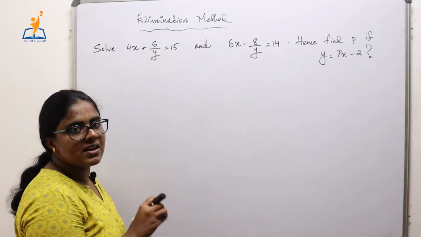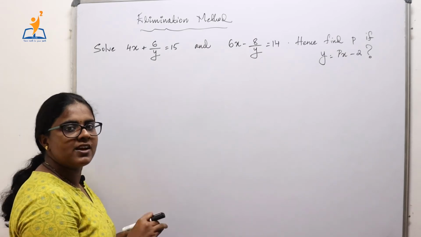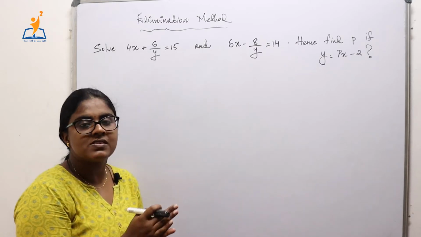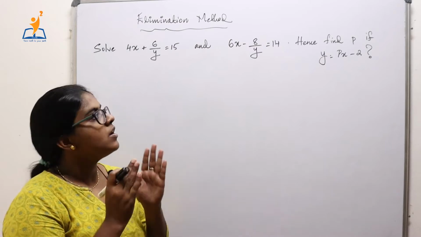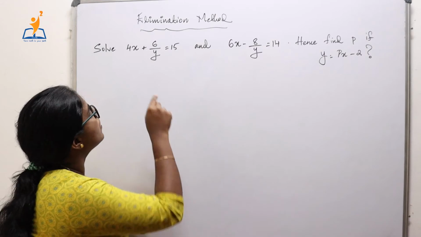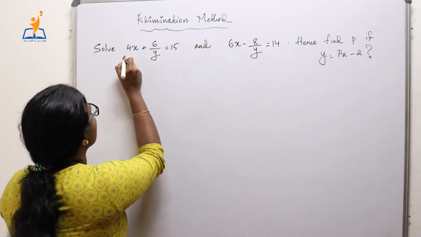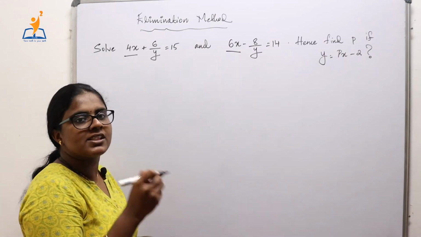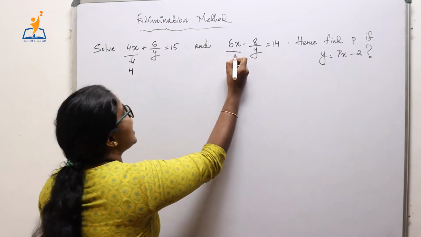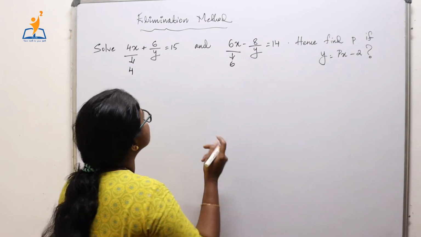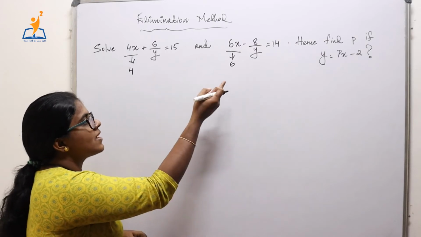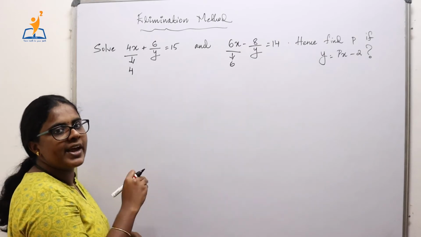In this class we are going to solve this pair of linear equations in two variables using the elimination method. The first step in the elimination method is to make the coefficients of either of the variables the same. Let's take the coefficient of x in both equations and make them the same. Here the coefficient of x is 4 and here the coefficient of x is 6. It is clear that making 4 into 6 or 6 into 4 is not quite easy.